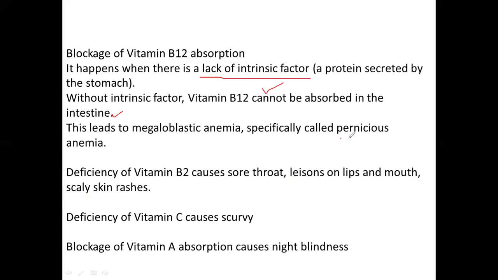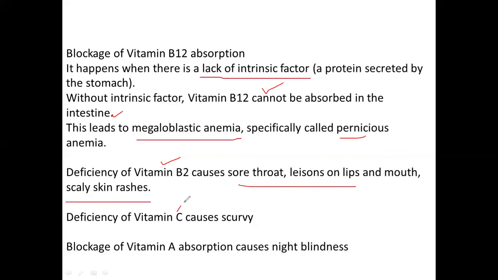This leads to pernicious anemia, which is also called megaloblastic anemia. In the question they can also ask it as megaloblastic anemia, so that's why I have included this. Other deficiencies cause other reasons. If you see, deficiency of vitamin B2 leads to sore throat, lesions on the lips and mouth, and scaly skin rashes.